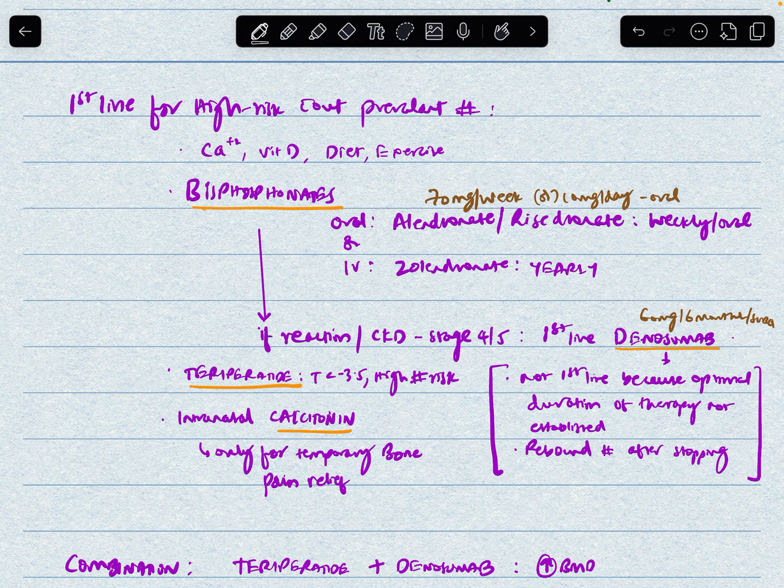And if the patient has very high risk of osteoporotic fractures or T score is less than minus 3.5, teriparatide might be initiated at 20 mcg subcutaneous. Intranasal calcitonin has only been shown to benefit temporary bone pain relief.